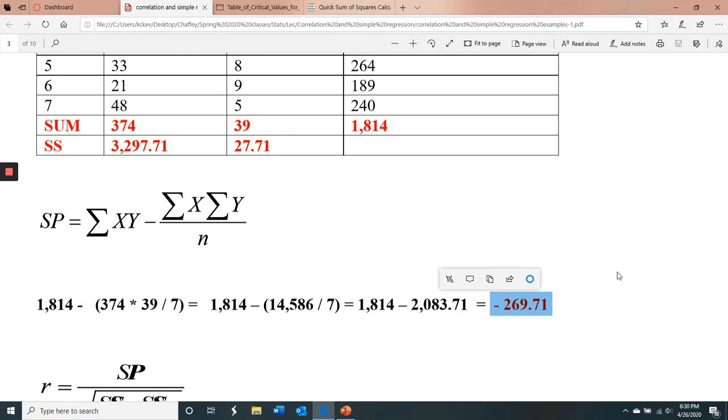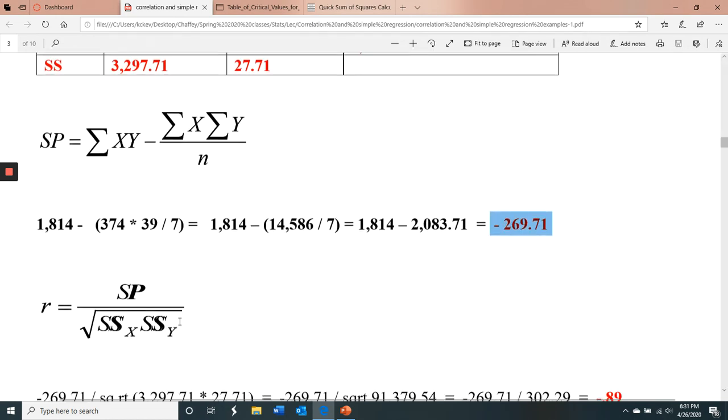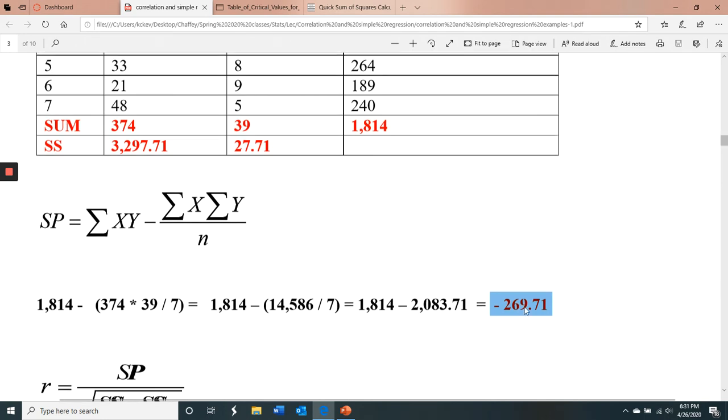Well, this is not a sum of squares. This is just the sum of products. If you have a negative correlation, you're going to get a negative SP because your sum of squares can't be negative, right? Remember, we just said that just now. So your sum of squares x, your sum of squares y, they can't be negative. You can't have negative variance. There's no such thing. So the thing that determines whether something is a positive correlation or a negative correlation is SP. So in this case, this is indicating that we're going to have a negative correlation.